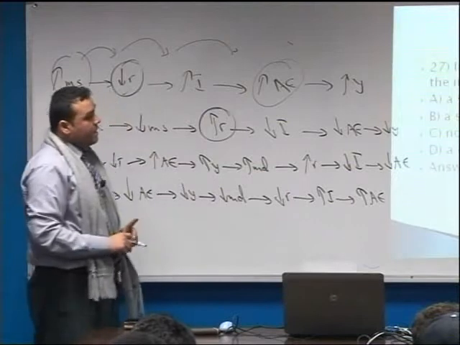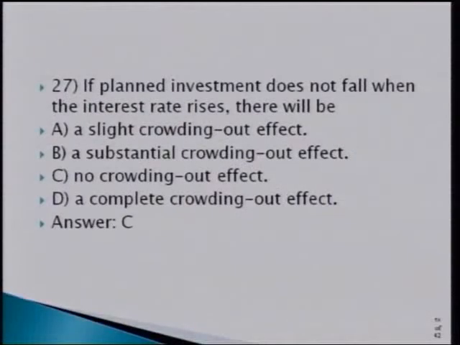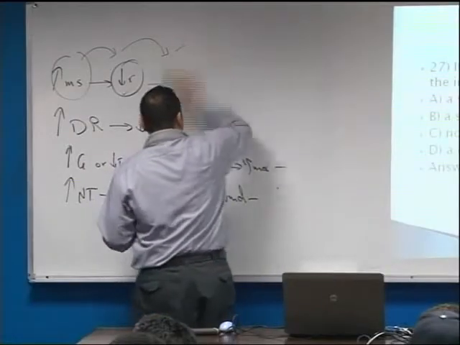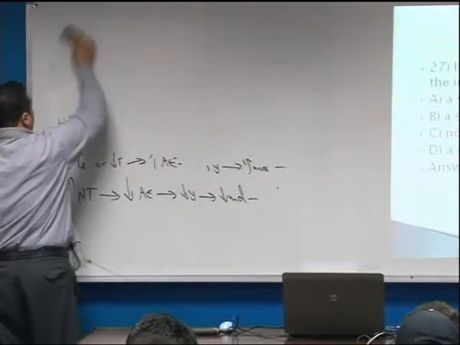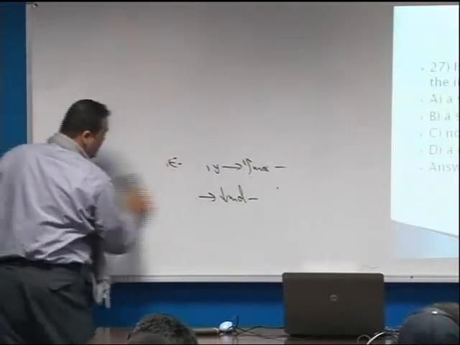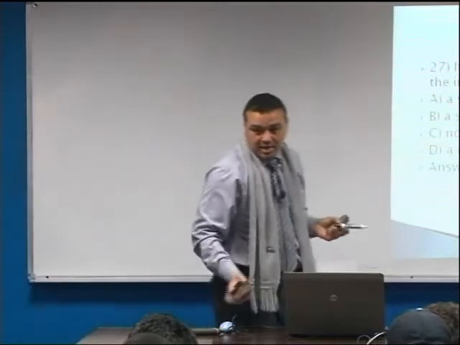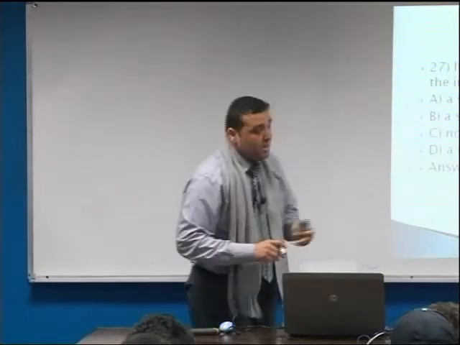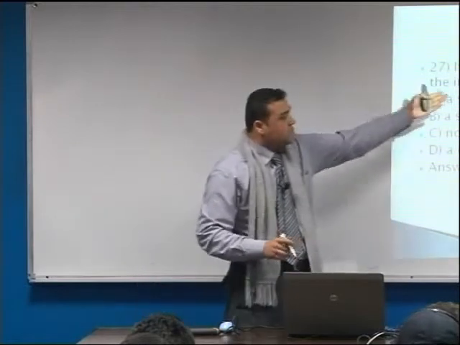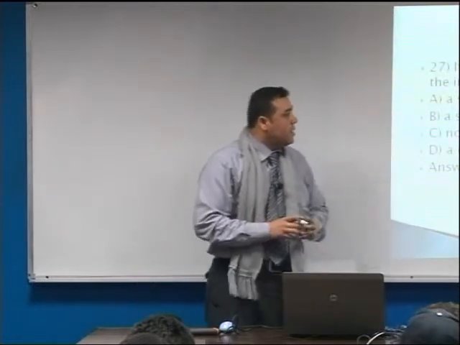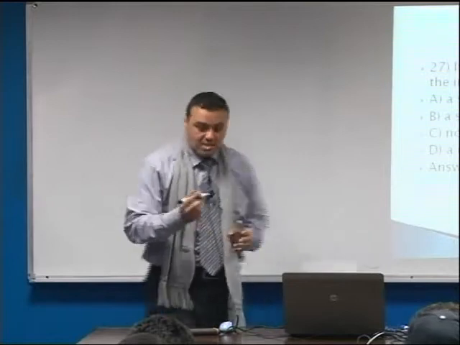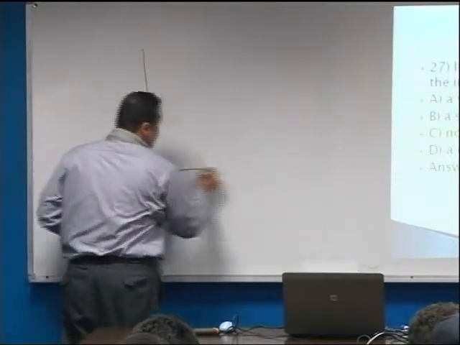If the planned investment does not fall when the interest rate rises, this means investment is not sensitive to the interest rate. Right? What does the question say? If the planned investment does not fall when the interest rate rises, it means the curve will be a vertical line.